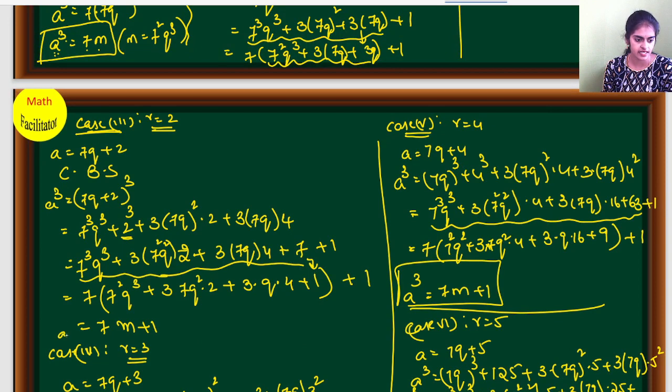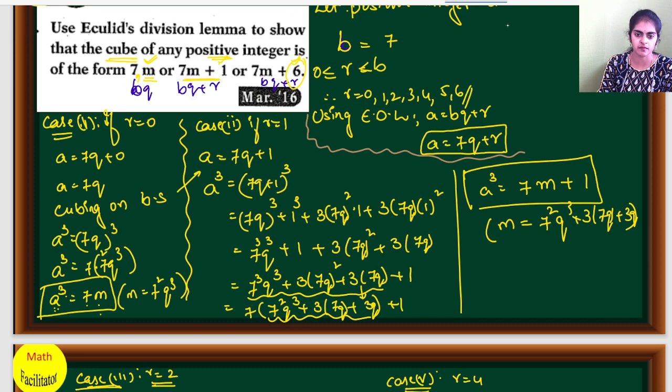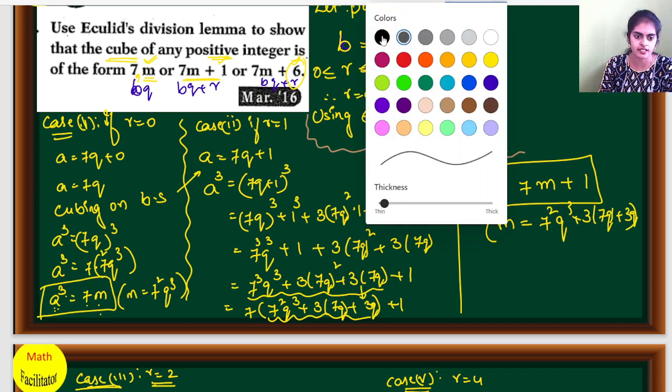And here also it is 7m plus 1. So all the cases you will just recheck and consider. Here also it is 7m plus 1. So here it is 7m. So therefore you will write the last statement. Okay, whatever is given in the question, as it is you will write.